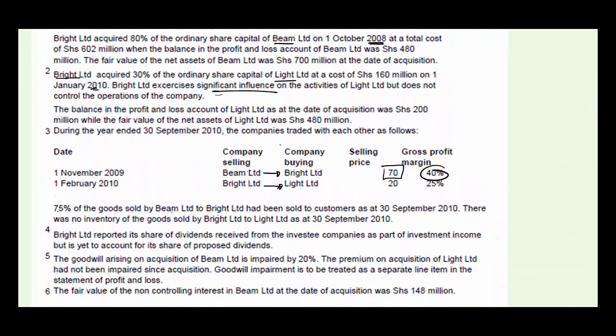Now, the intercompany trading between Bright and Light. Remember, Light is an associate. When you're dealing with associates, we do not eliminate intercompany trading between the two. So there is no eliminating this. We don't eliminate this. Now, if there had been an unrealized profit on closing stock, it would have affected our accounts. However, we can see that there was no inventory of the goods sold by Bright to Light Limited, meaning that there is no unrealized profit on closing stock. So we ignore all the transactions that relate to this. Okay, so we are done with note number 3.